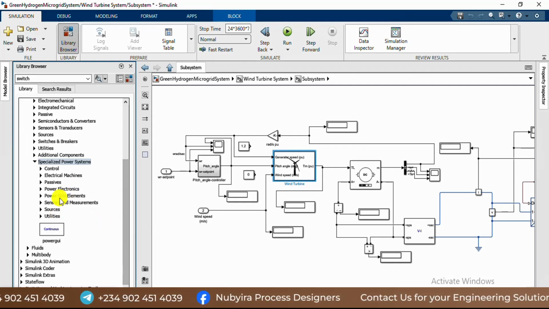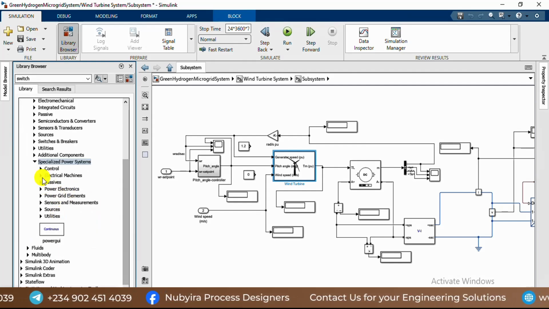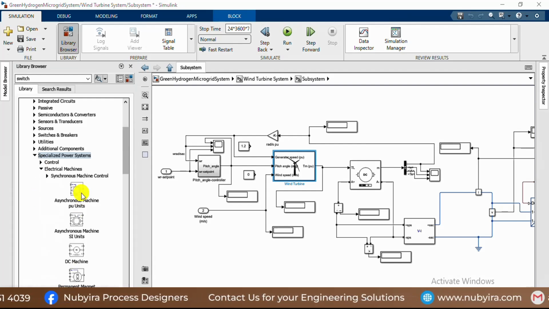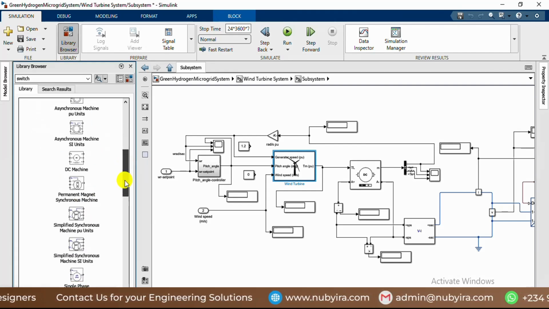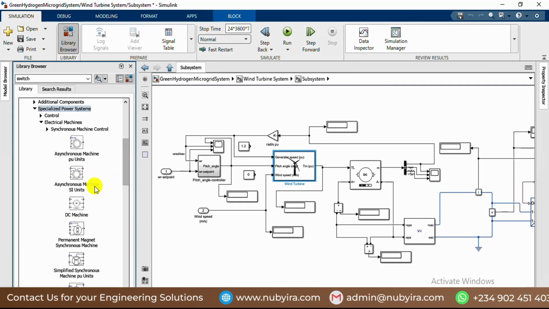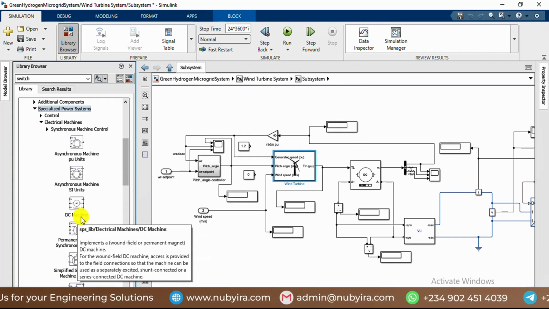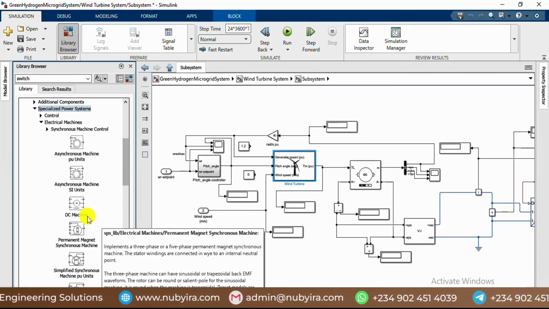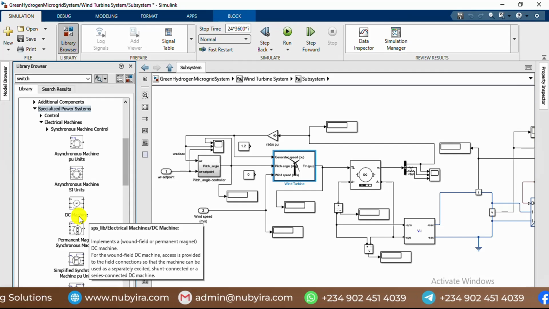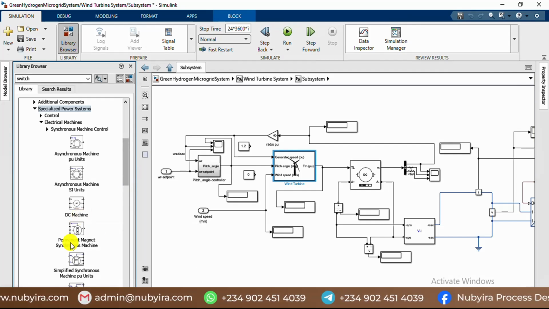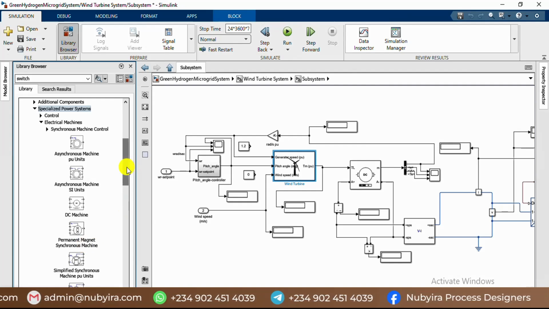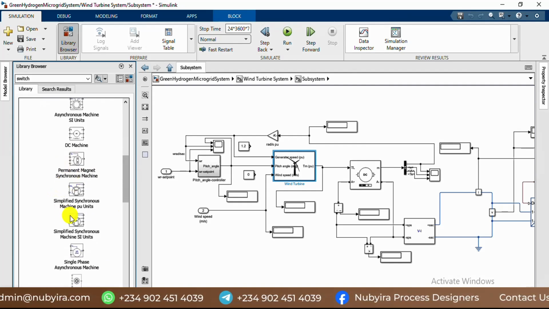I found them around there. You can find it under the electrical machines of the specialized power system. So you can see some AC machines. You can use this machine just like a DC machine to model an electrical generator. You can see from here, you can use the permanent magnets, or this one is a permanent magnet synchronous machine. That's mostly for a 3-phase unit or 2-phase.